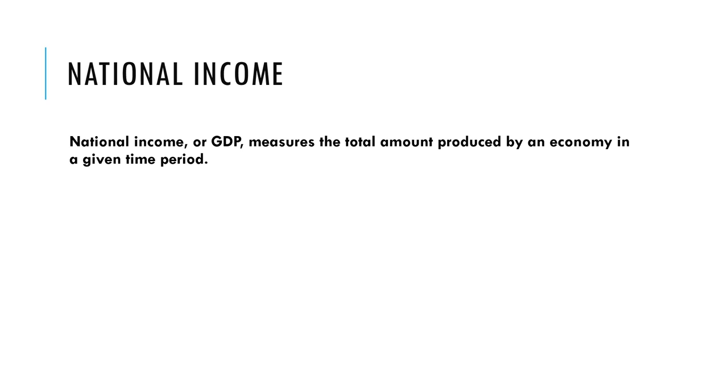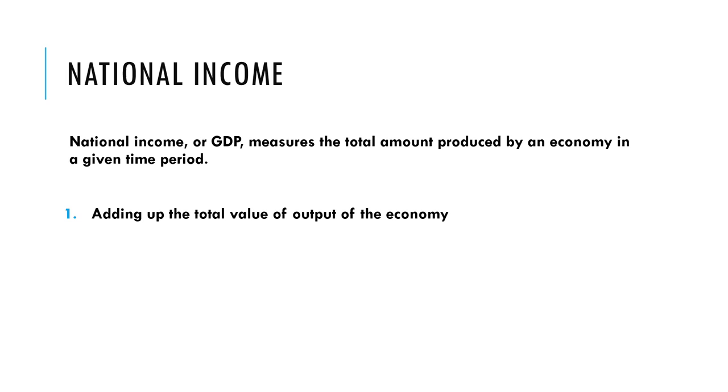So let's start off. We're going to talk about the circular flow of income, and to do that we'll be making reference to this concept of national income. Now, national income measures the total amount produced by an economy in a given time period, so a very similar concept to GDP. And there are three ways in which we can talk about national income. The one that's similar to GDP, adding up the total value of output in the economy.